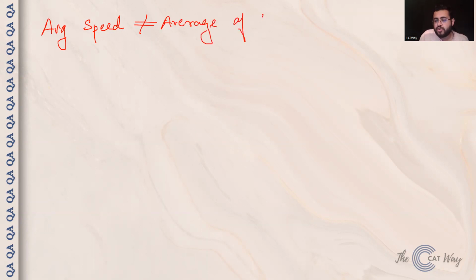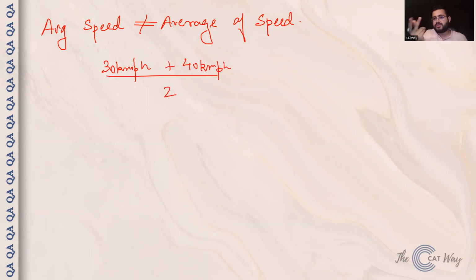Mostly I see students, let's take an example: there's a car which travels a certain distance at 30 kmph and then travels a certain distance at, let's say, 40 kmph. So what they do is take the summation of both and divide by 2 to find the average, and they say 35 kilometers per hour is going to be my average speed, which is absolutely wrong. Average speed is not equal to the average of speeds; this is the first and most basic thing that you have to remember.